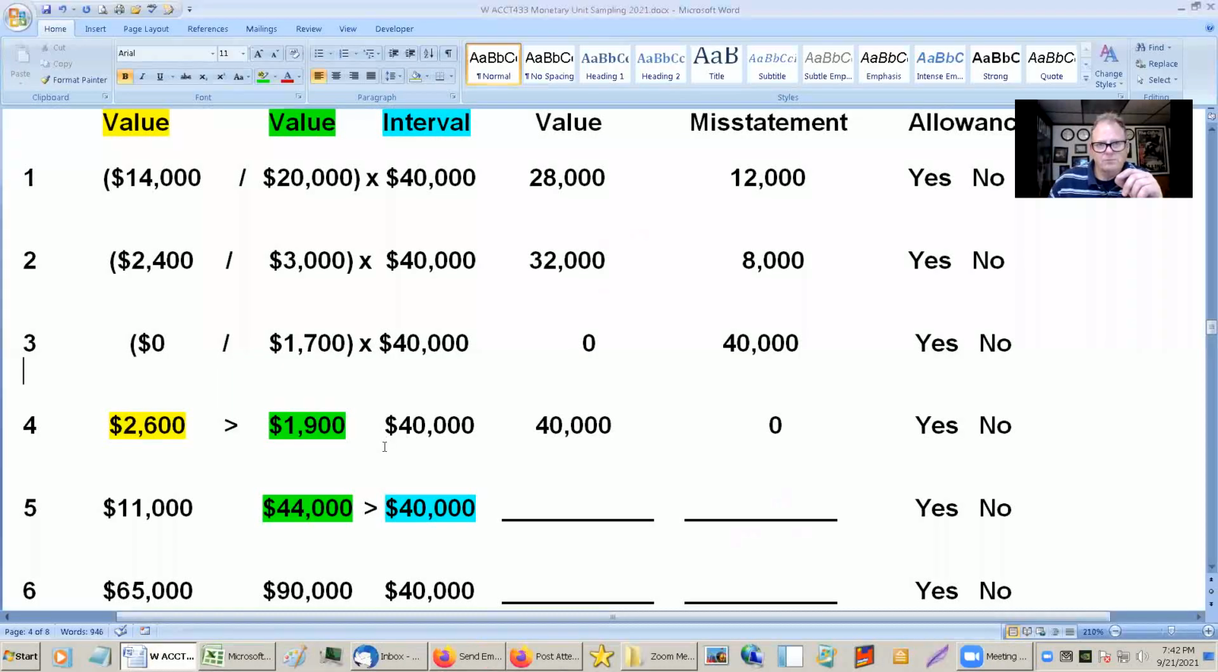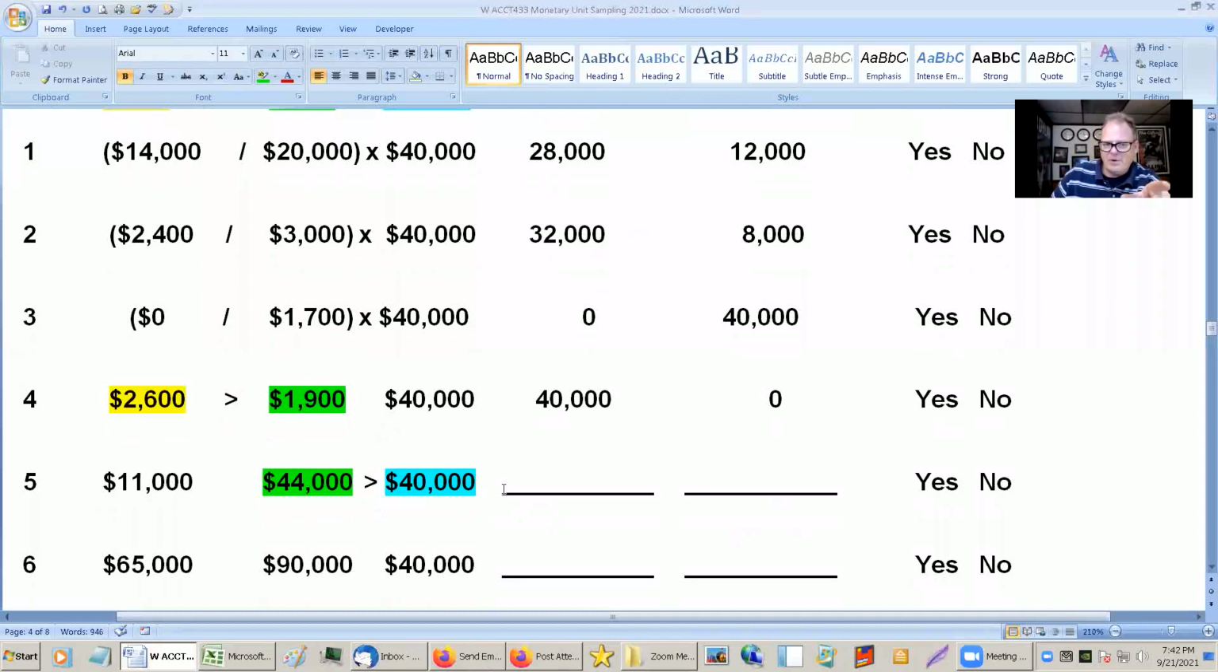Now, that brings up a problem, though, when we actually come to projecting what the misstatement is on it. And I'll kind of show you why here in a second. Let's see. Oh, man. Okay. Did anyone actually work this out and do the division and see what it is?